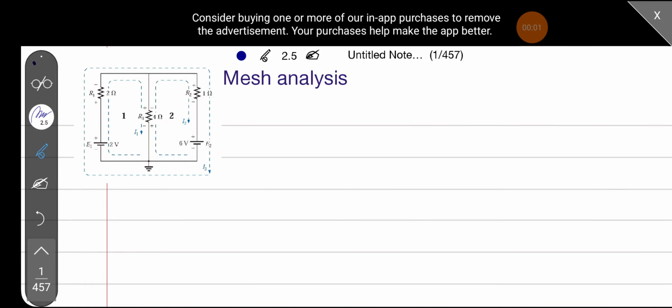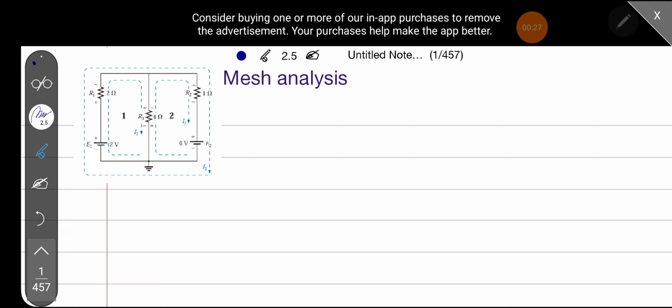Hello guys, today we are going to discuss mesh analysis. According to mesh analysis, we assume that the current direction is clockwise or anti-clockwise. In this case we assume that the current direction is clockwise. According to that current, we put the polarity for resistors R1 and R3.